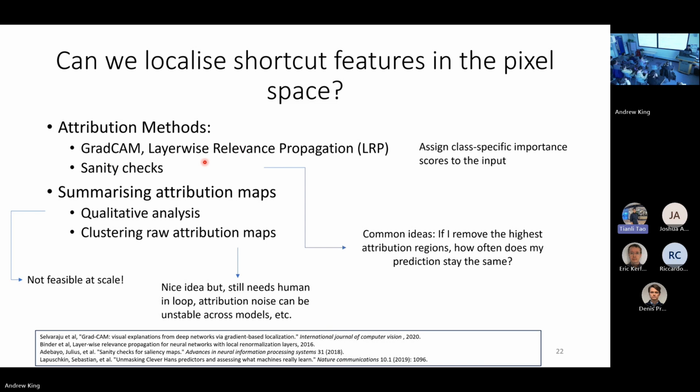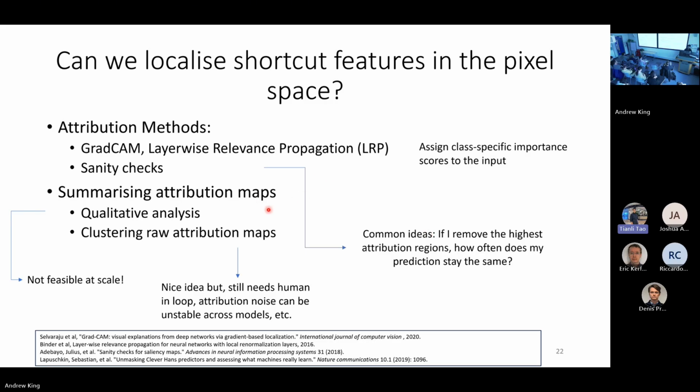There have been concerns about these methods, mentioned in this work on sanity checks for saliency maps, where they discuss common ideas. For example, if I remove the highest attribution region from an image, does my prediction stay the same? That tells us whether the attribution is faithful to what it's giving us. And there are a lot of sanity checks similar to this that can be done to first establish whether we are getting attributions that are reliable or not.